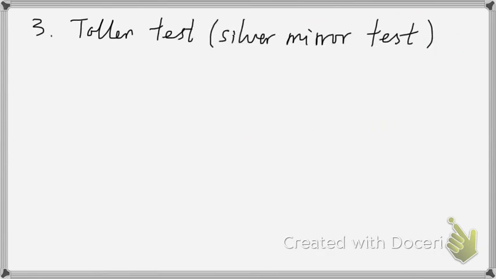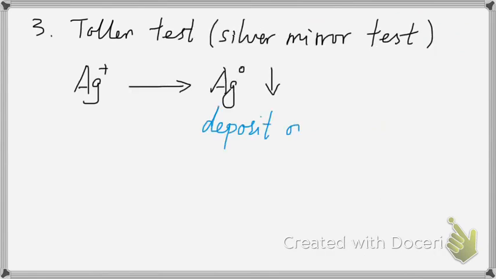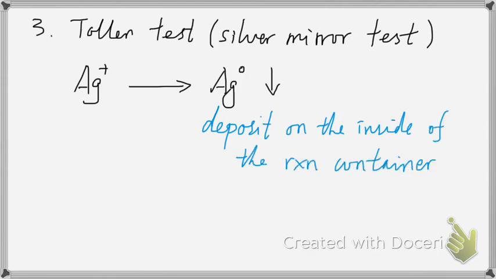The next test is called Tollens test or silver mirror test. The oxidizing agent used here is the silver ion, which will be reduced to silver metal, and the silver metal will precipitate out of the solution. It forms a deposit on the inside of the reaction container. So actually it will form a layer of silver mirror. That's how the name is from, silver mirror test.